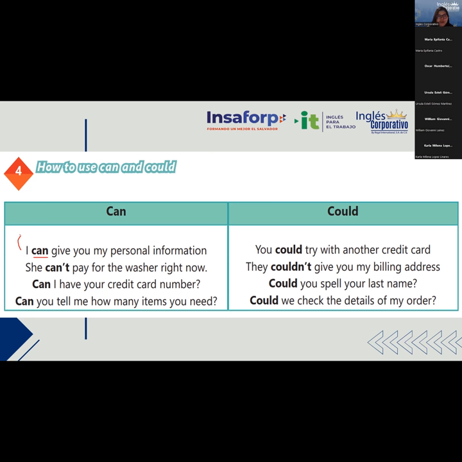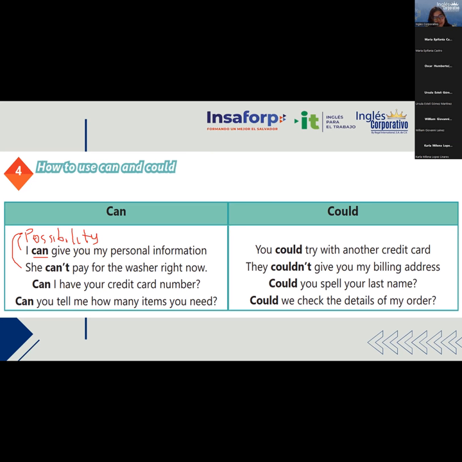She can't pay for the washer right now. It's not possible for her. It's not that she doesn't have the ability, right? Yeah, of course, the ability maybe. But she doesn't have the possibility to pay for the washer right now. So in this case, we are using can't with the meaning of possibility. So I'm not talking just about ability, but possibility.